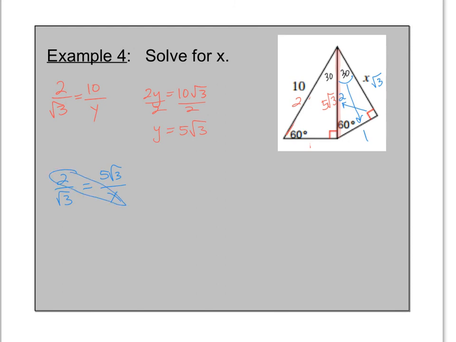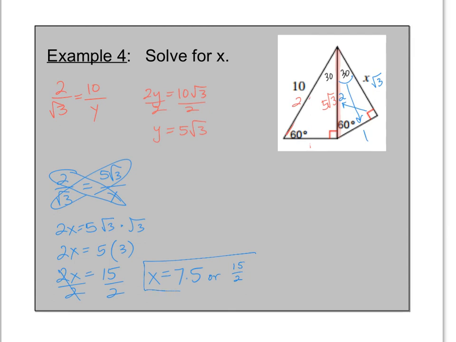When we cross multiply these, we get 2x. When we cross multiply 5 root 3 times root 3, it's actually 5 times root 9 or 5 times 3. So we have 2x equals 15. Divide by 2, x equals 7.5. Or if you'd rather, you can leave it 15 over 2. Both of those are considered to be exact answers because neither one of them has been rounded.